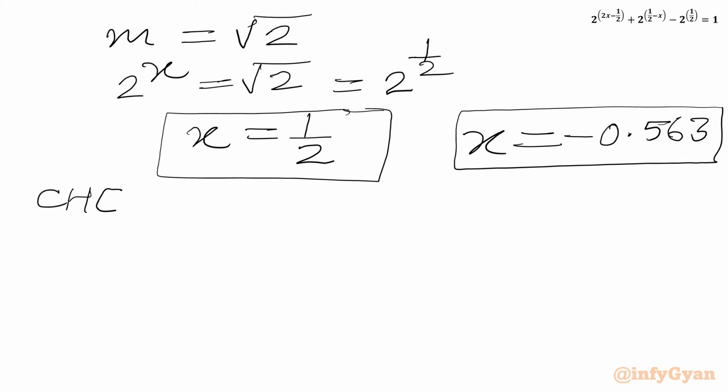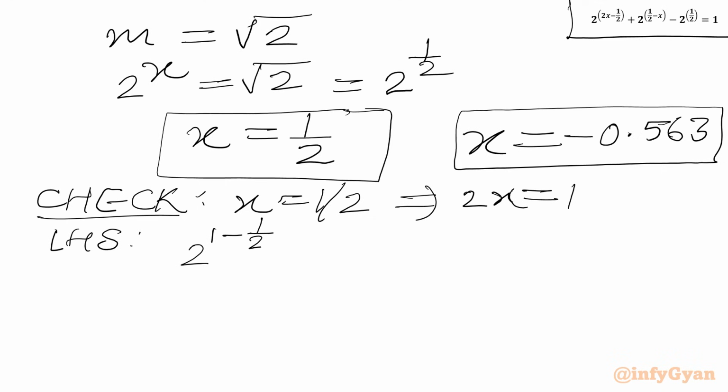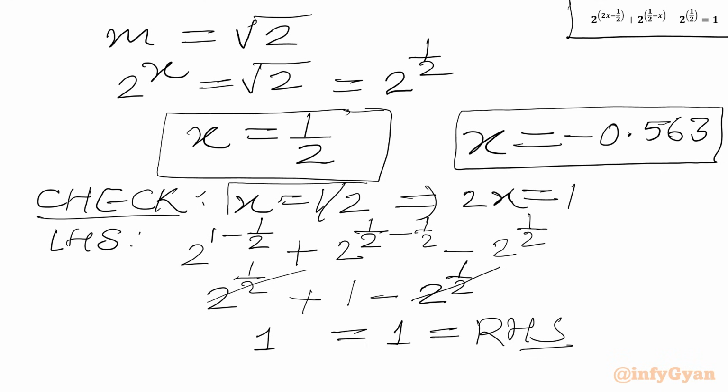Let's check our first solution. x equal to half. Equation is here. So I will consider LHS. So 2 power 2x. If x is half, then 2x will be equal to 1. So I can write 1 minus half plus 2 power half minus half minus 2 power half. So 2 power half plus 2 power 0, this will be 1, minus 2 power half. So we can cancel these two. We will get our LHS 1, which is equal to RHS, which is 1. Hence this value is true and verified.